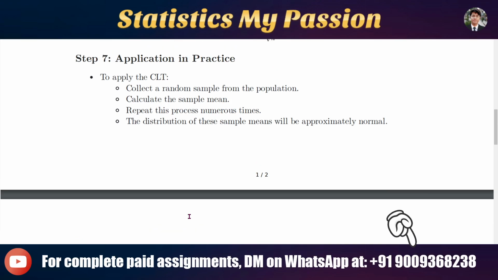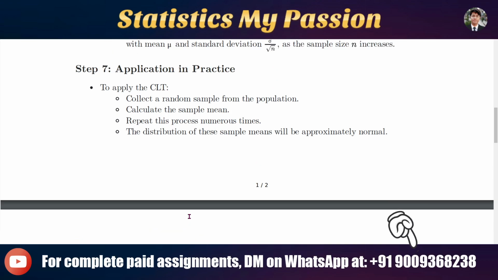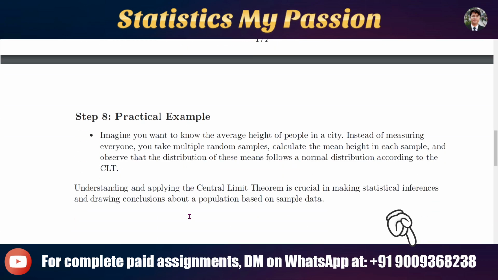Now, application in practice. To apply the CLT, first we need to collect a random sample from the population. Second, we need to calculate the sample mean. There are different applications we can use to apply the CLT. Repeat this process numerous times, and the distribution of the sample means will be approximately normal.